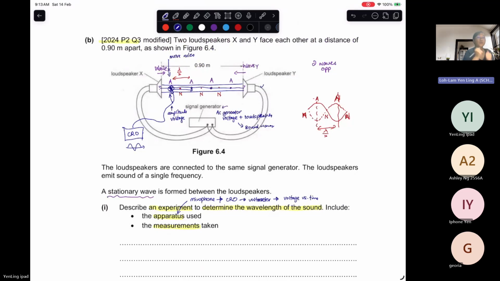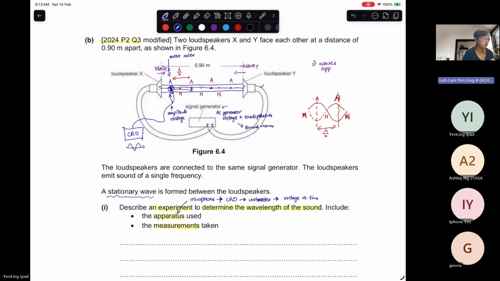So if you look at 3 marks, I think the key idea is looking at apparatus and measurement taken. Therefore, there will be a few key points down here. Number 1, understanding how to actually determine the positions of the nodes and antinodes. I think that is very important.